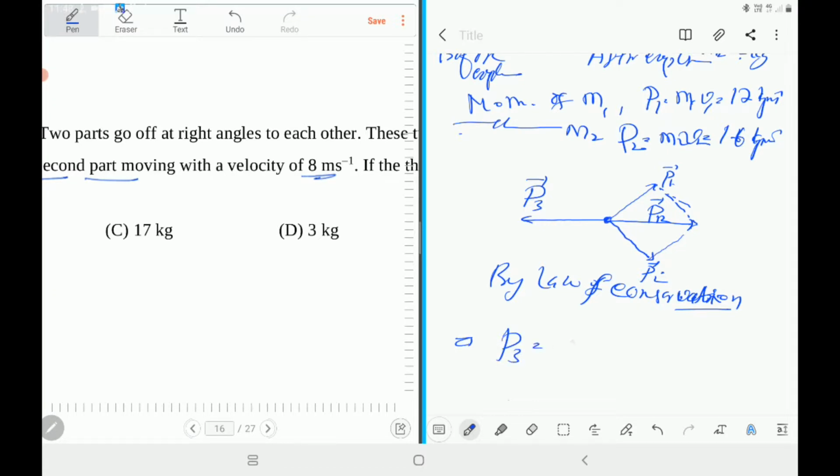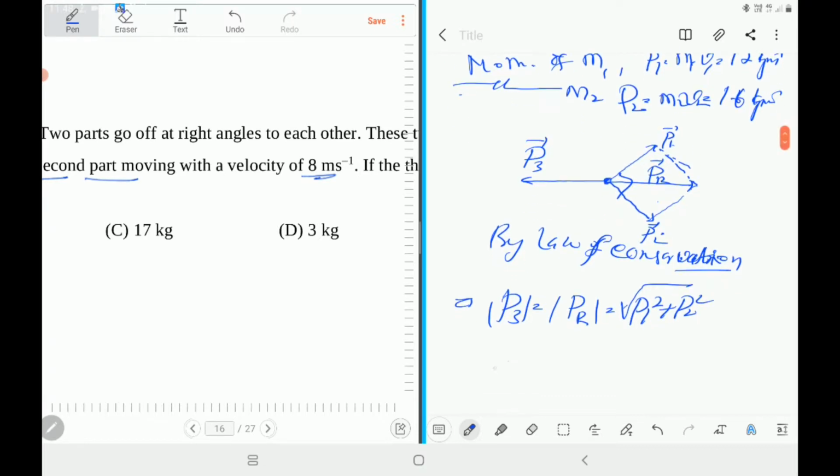P3 equals the resultant PR. They are equal and opposite. Magnitude of P3 equals magnitude of PR. But what is the magnitude of PR? Resultant of two when the angle is 90 is root of P1 square plus P2 square. Which formula? Root of P square plus Q square plus 2PQ cos theta. What is theta? 90. Cos 90 is 0. That's why you are writing this. So you write first of all P3, then we will continue further. That is root of 12 square plus 16 square. That's it.